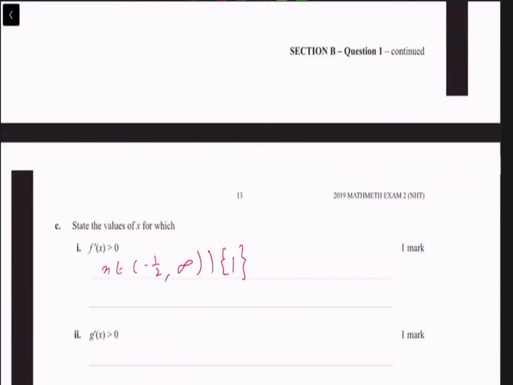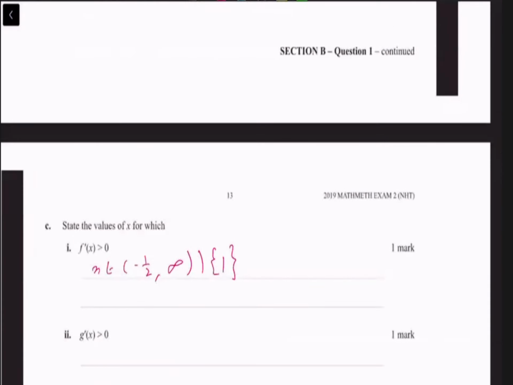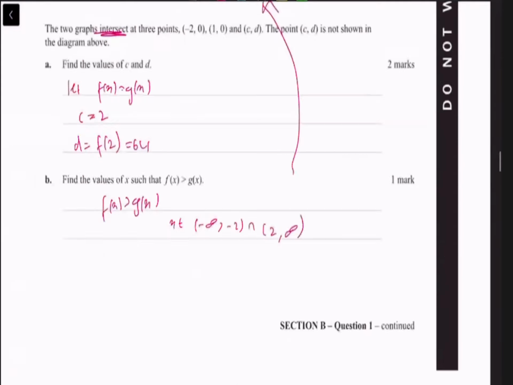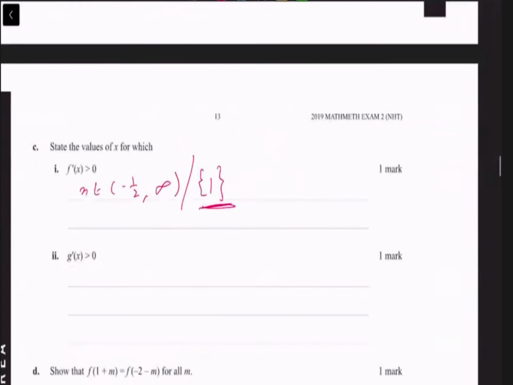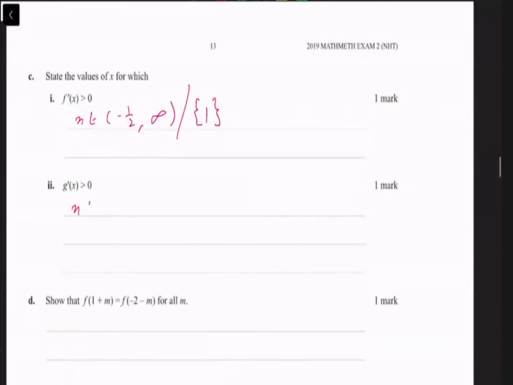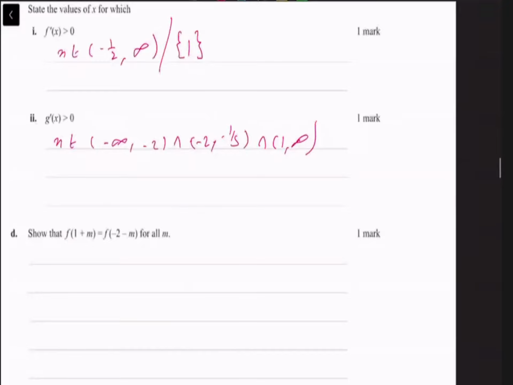And so for this question, if you're ever confused as to why the 1 is there, you would look at where 1 is, and 1 is a stationary point. So you know it can't be less than 0 because at 1 it's going to be equal to 0. So that's why there's an exception at 1. So this one is going to be negative infinity to negative 2 intersection negative 2 to negative 1/5, and intersection 1 to infinity. So yeah, just checking your answers.